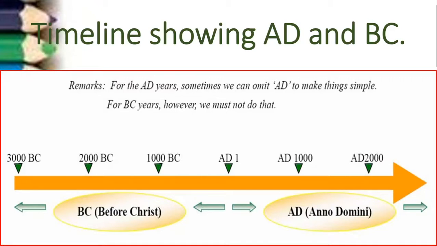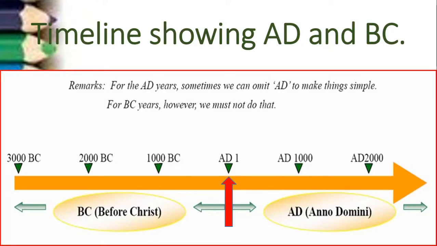Now let us see how the Christian era is written or how it is shown or interpreted. So in the Christian era we have BC and we have AD. Okay, so what is BC and what is AD? So look here, this particular year is AD 1.